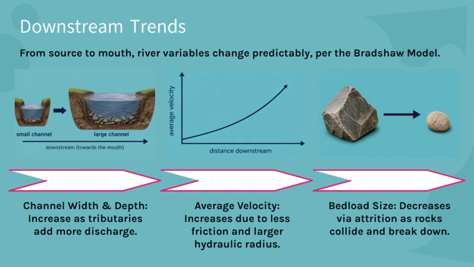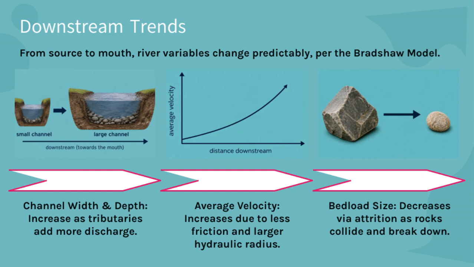First, channel width and depth increase downstream. This happens because tributaries join the river and add more water. More discharge allows the river to become wider and deeper. Second, average velocity increases downstream. As we have just discussed, this is because the channel becomes smoother, deeper, and more efficient, with less friction from large rocks and rough banks.